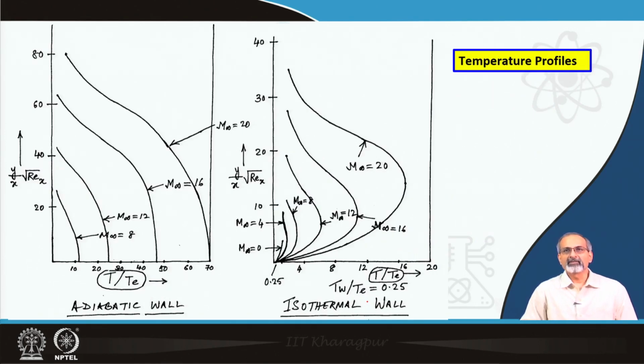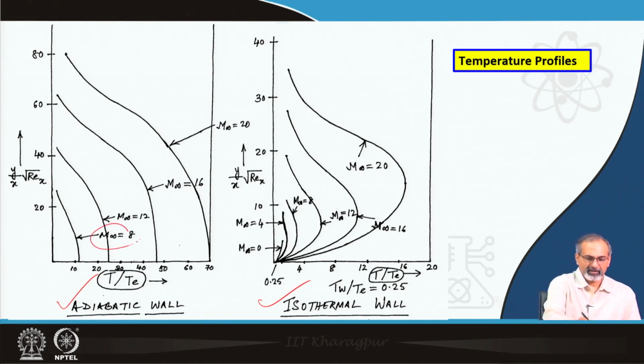And then comes the temperature profiles for adiabatic and isothermal walls. We are talking about adiabatic wall, and we are at Mach 8. So, we are following a distribution somewhat like this, and as you can understand, the reference temperature technique will talk about a temperature intermediate between what you are talking at the wall and what you are talking about in the free stream.